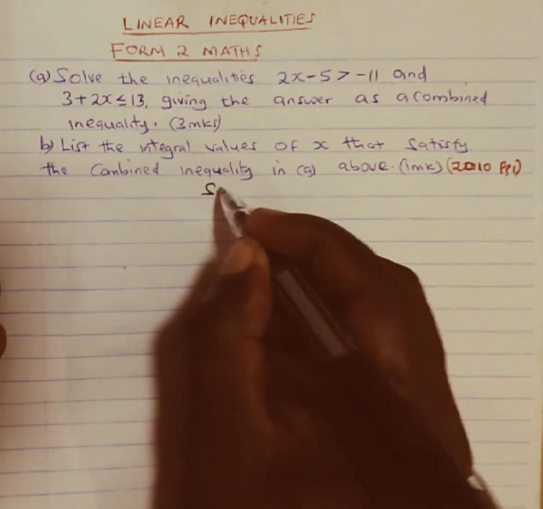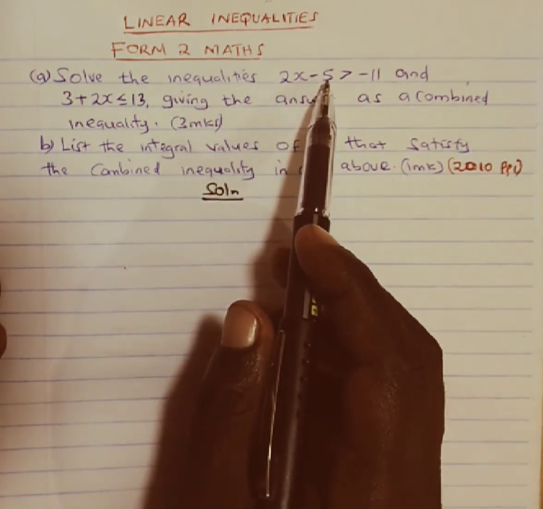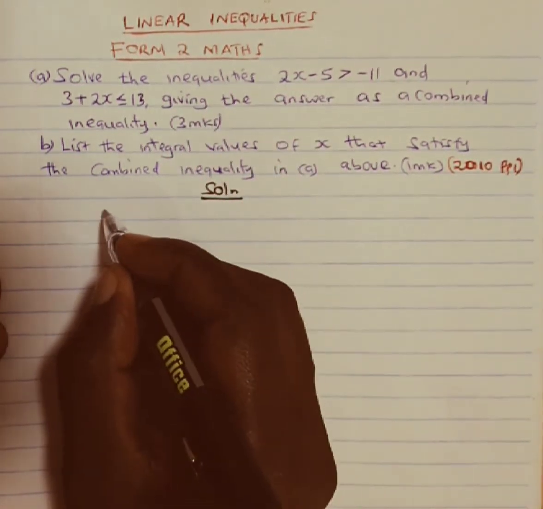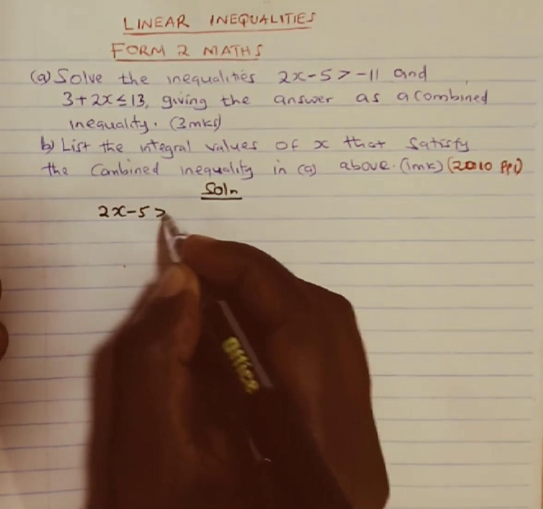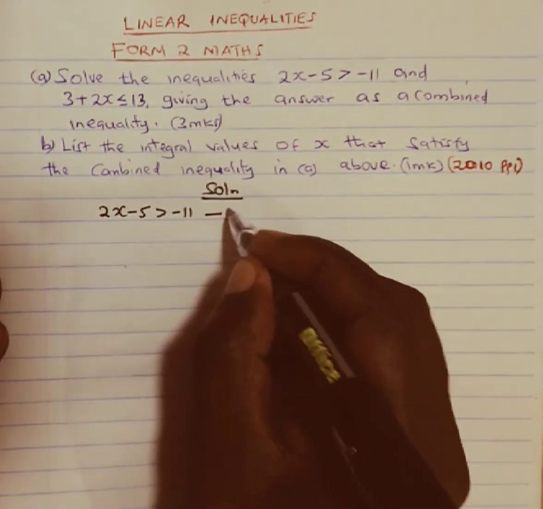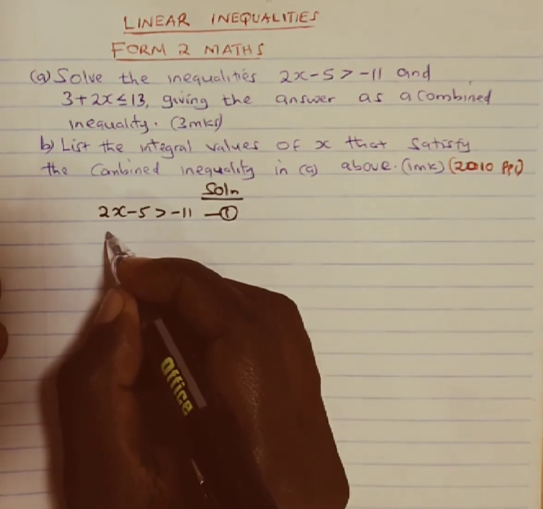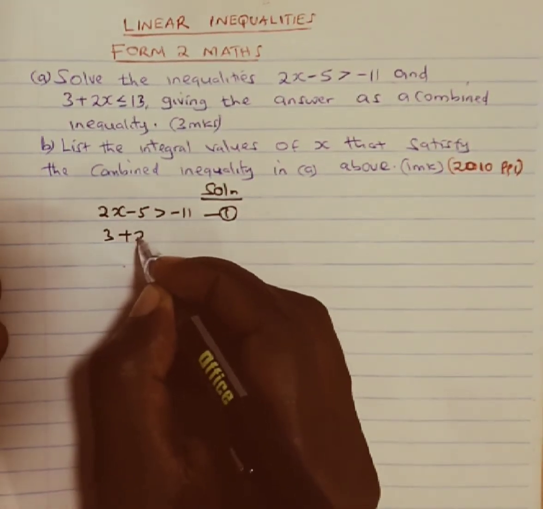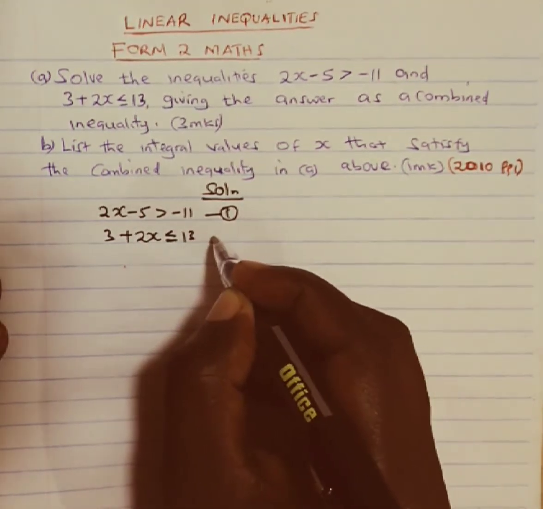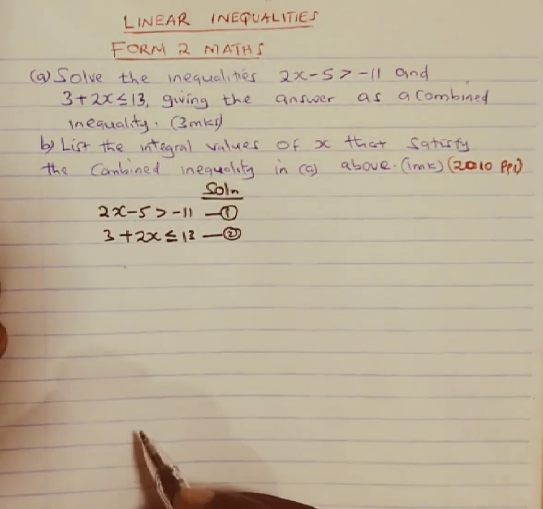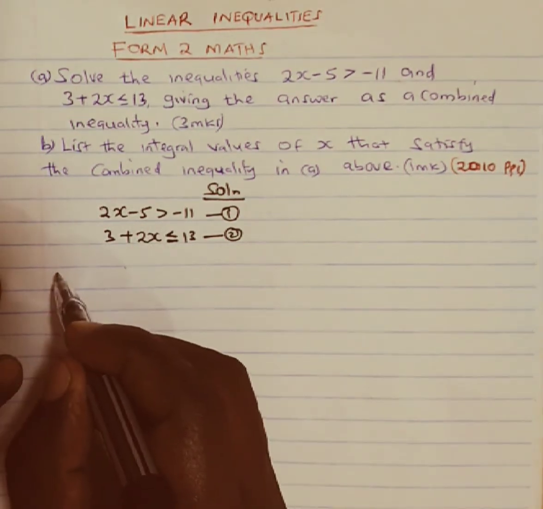So let us look at the solution to this question. We have been given two inequality equations. The first one is 2x minus 5 is greater than negative 11 as our first inequality. Then the second one is 3 plus 2x, and this one is less than or equal to 13, being our second inequality. So we are going to begin with the first one.